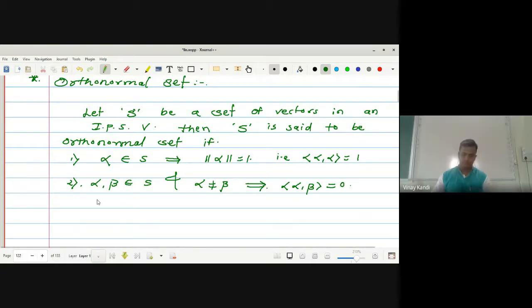So what is the orthonormal set? Let S be a set of vectors in an inner product space V, then S is said to be an orthonormal set if the inner product of alpha with alpha is equal to 1 and the inner product of alpha with beta is equal to 0 if alpha is not equal to beta. Thus the orthonormal set is an orthogonal set.